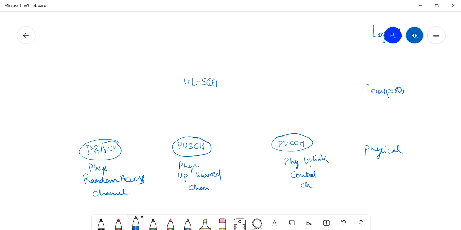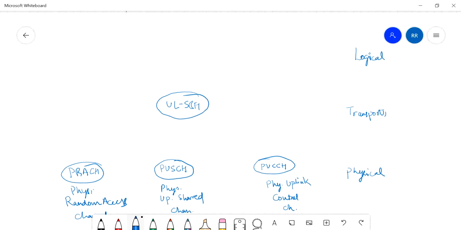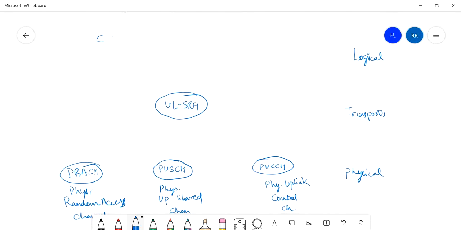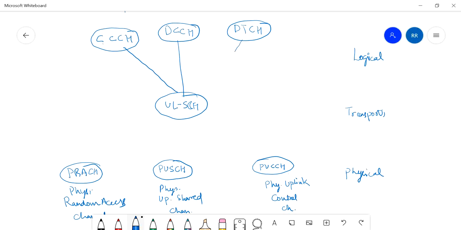Okay, now the third one, in logical, we have CCCH, as it was in downlink as well, common control channel. DCCH, dedicated control channel. DTCH, dedicated traffic channel. All these channels we were having in downlink as well. Okay, so this is how it is mapped, all three here, and this one is mapped here, right?